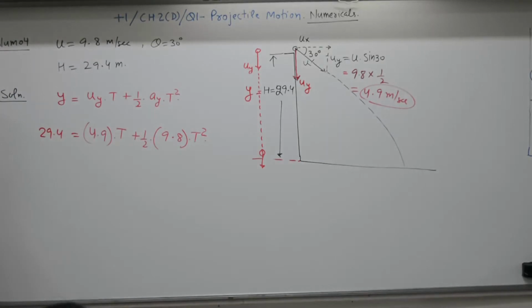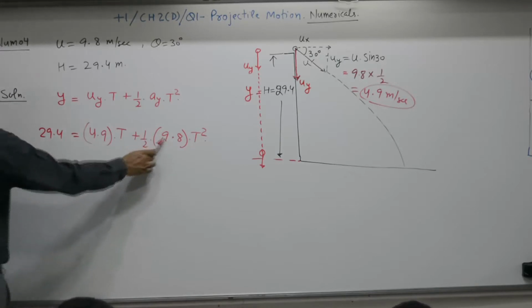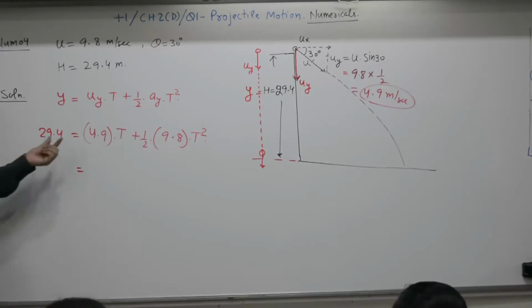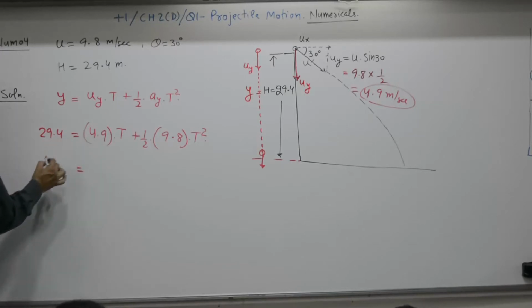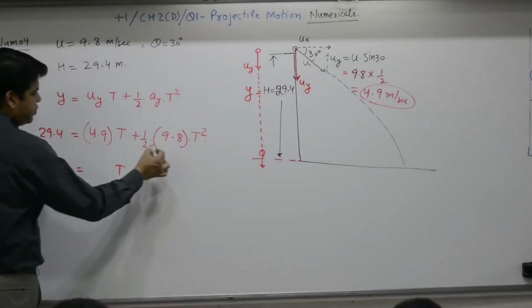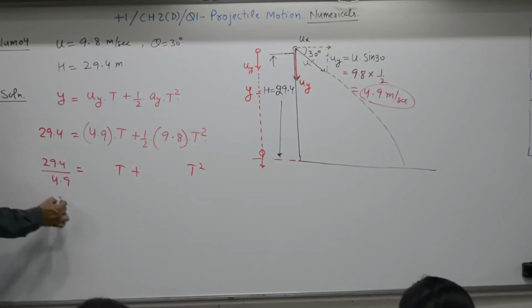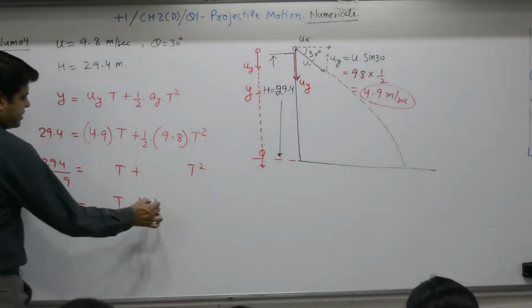Yes, quadratic. 9.8 by 2 is what? 4.9. Is it a multiple of 4.9? Yes, 6 times. Agreed or not? If you divide the whole by 4.9, 29.4 divided by 4.9, this is t plus this is also 4.9 t square. This is equal to what? 6? Approximately, yes. Comes out to 6 is equal to t plus t square.